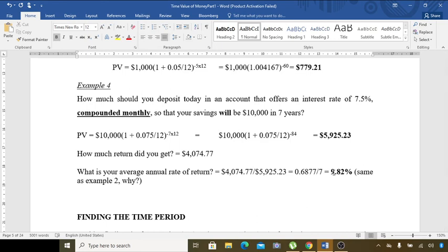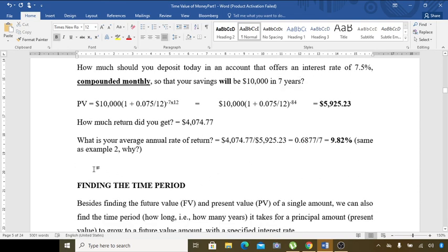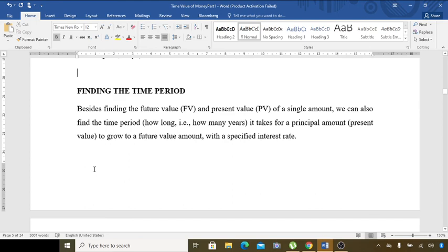Notice that in the earlier example, the starting and the end figures are different, but the interest rate and the compounding period are the same, and the time period is the same, 7 years. Hence, it gives you a similar annual rate of return of 9.82%. So up until now, I hope you can follow the workings and the narration before we move on to the next subject, which is finding the time period.